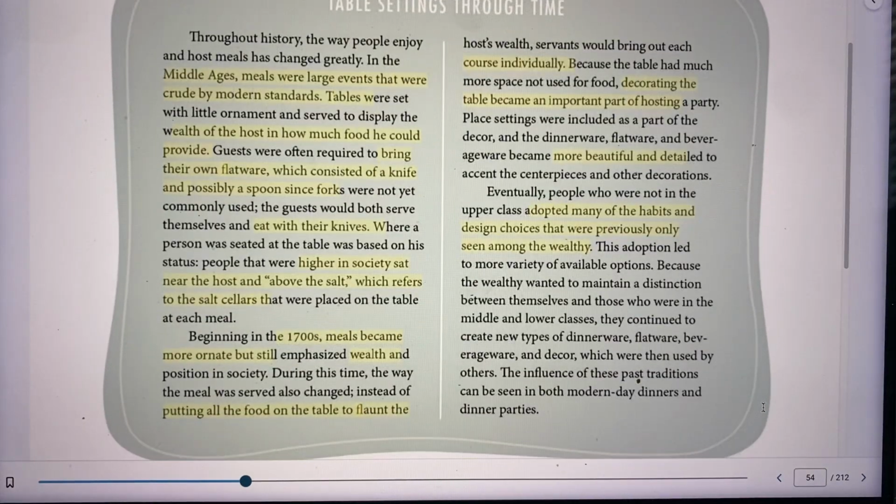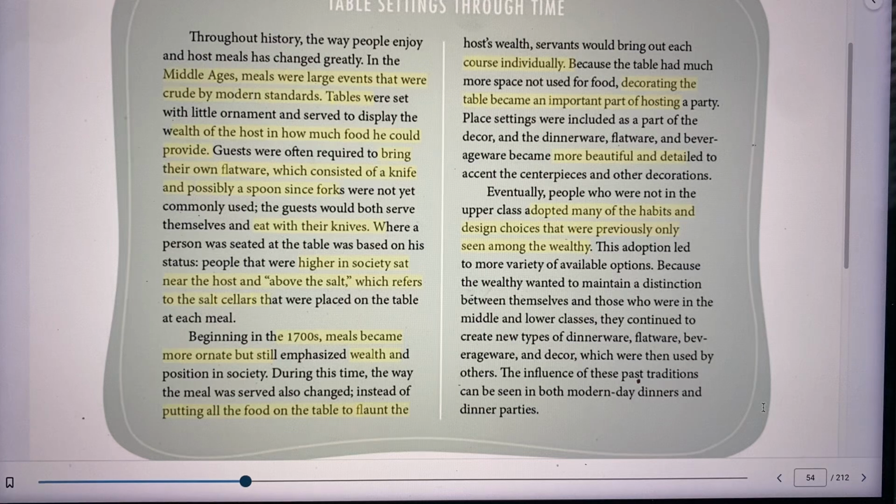So this is the last part I'm going to go through. I'm kind of going to read through this because it really blessed me. I mean, not this one necessarily, but as you go through, there's a couple others, they have these little things from the Bible and stuff that really bless. But this is table settings through time. It says, throughout history, the way people enjoy and host meals has changed greatly.